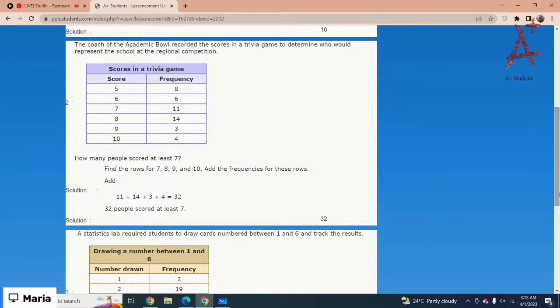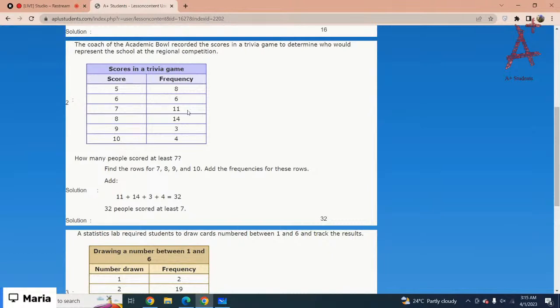So you have to look at the table. At least 7 means the minimum is 7 and the maximum can be anything. Got it? The least one is 7 and the maximum can be any number. So starting from 7, you have 8, 9, 10 scores. Got it? At least 7. So you can add the numbers greater than or equal to 7: 7, 8, 9, and 10.